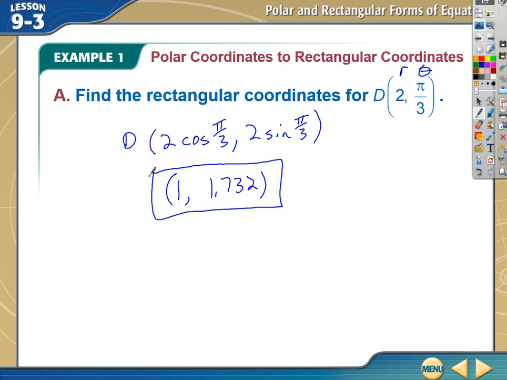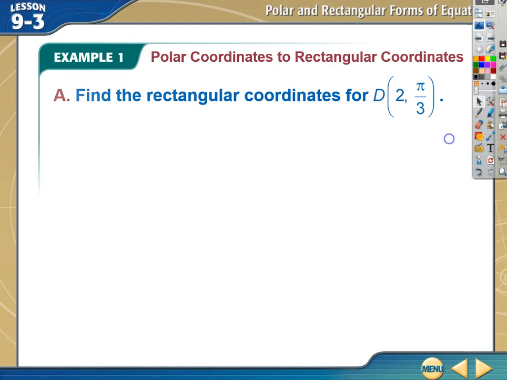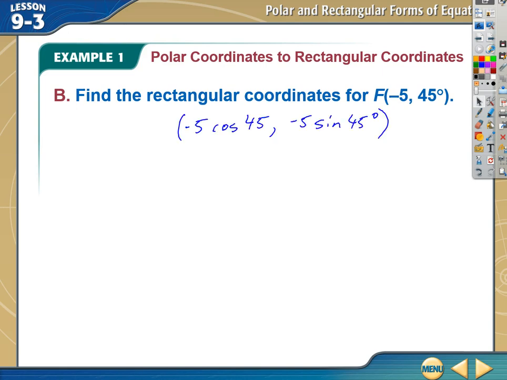Now I want you guys to go ahead and set up the next one. Find the rectangular coordinates for this one. Again, it's okay for it to be in degree mode. I want you to set it up and see if you get the same answer that I do. There's my answer. Now if you punch it in your calculator, this one comes out kind of happy as -5 comma -5.